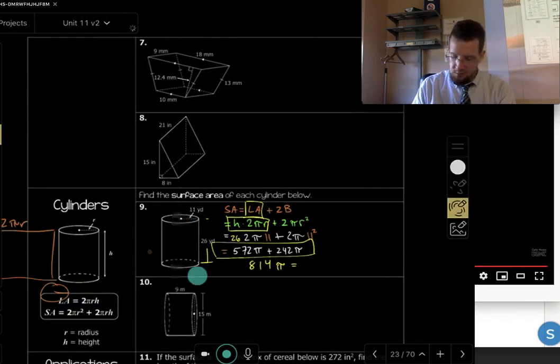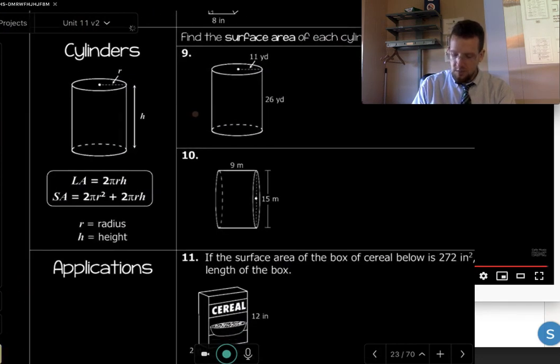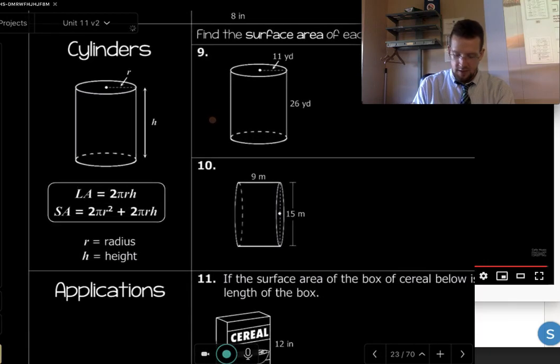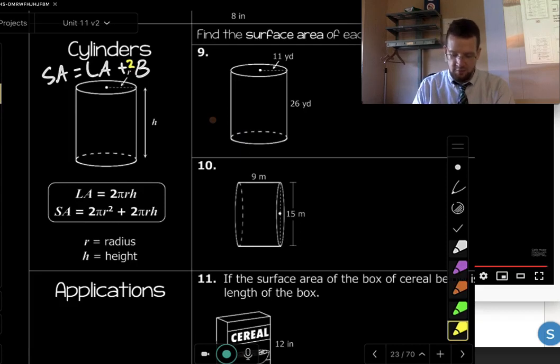Here we go. So we're looking at cylinders. And again, it's going to be your surface area. Your surface area is the lateral area plus the area of the base. Maybe there's 2 here. I think there is 2 here. So yeah, of course, there's 2.